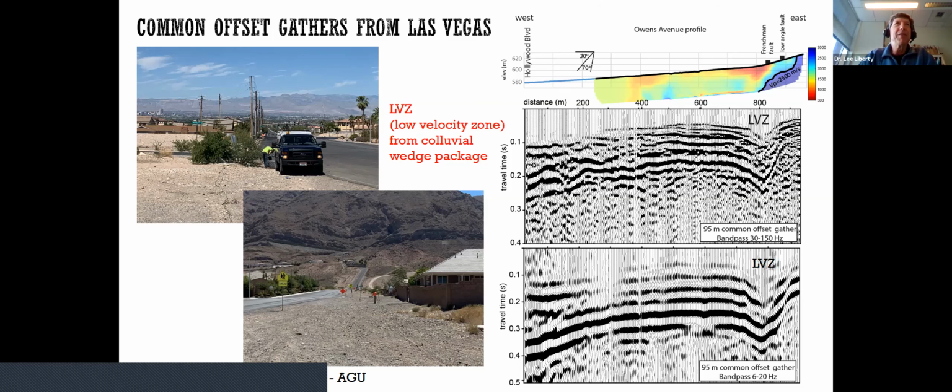So I just like to emphasize these common offset gathers are a great tool for validating the observations that you think you see in your processed product.